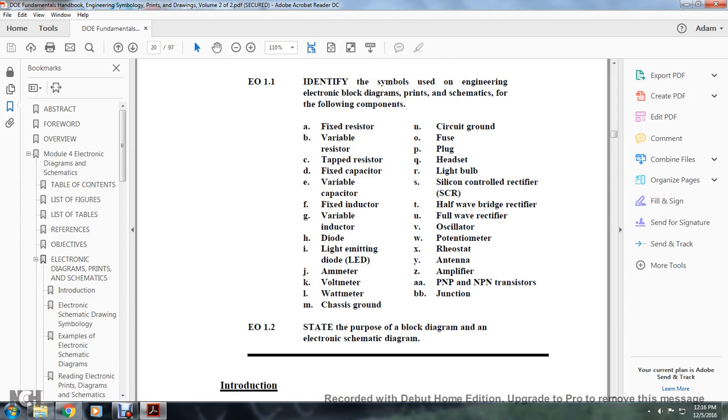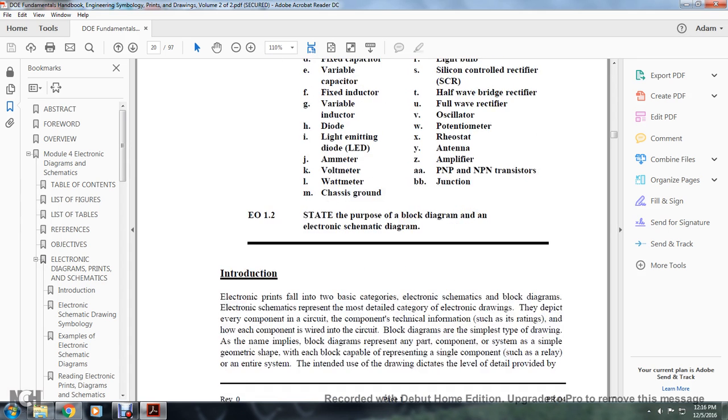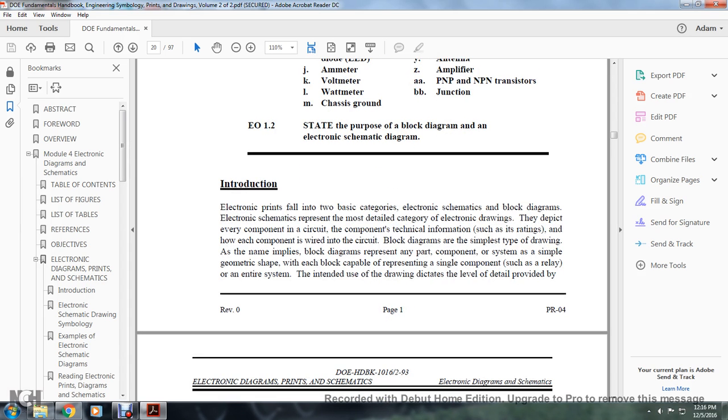All right, EO 1.2: state the purpose of the block diagram and electrical schematic diagram. Introduction: electronic prints fall into two basic categories, electronic schematics and block diagrams. Electronic schematics represent the more detailed category of electronic drawings. They depict every component of the circuit, technical information such as its rating, and how each component is wired into the circuit.